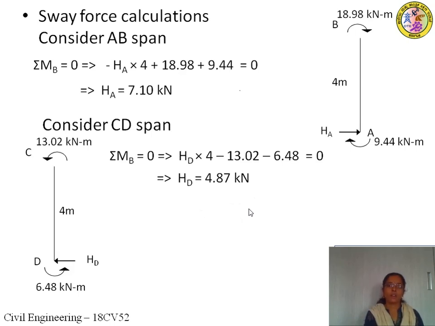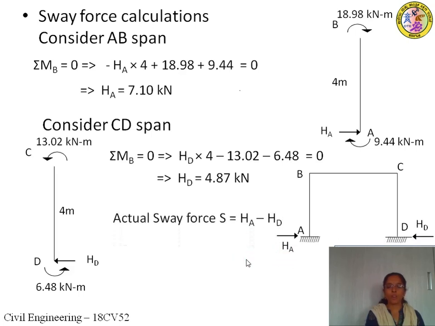Okay. So now let us calculate the sway force. So this is the given frame and these are the horizontal reactions. Okay. So let us apply sigma Fx. So that is HA minus HD. That is the value of actual sway force. If you apply sigma Fx, then you are going to obtain the actual sway force S. S is equal to HA minus HD. So if you substitute the values of HA and HD, 7.1 minus 4.87, that will be equal to 2.23. So the actual sway force is 2.23 kilonewton.